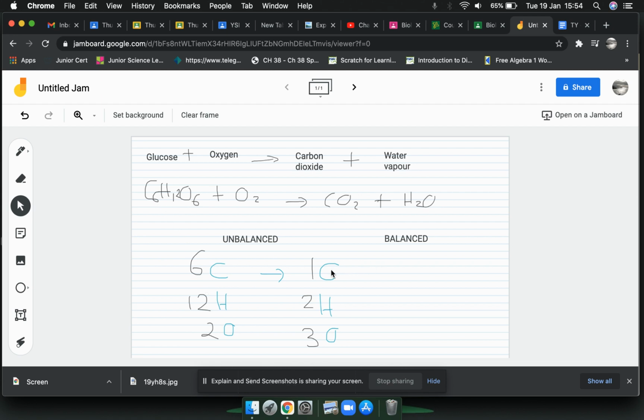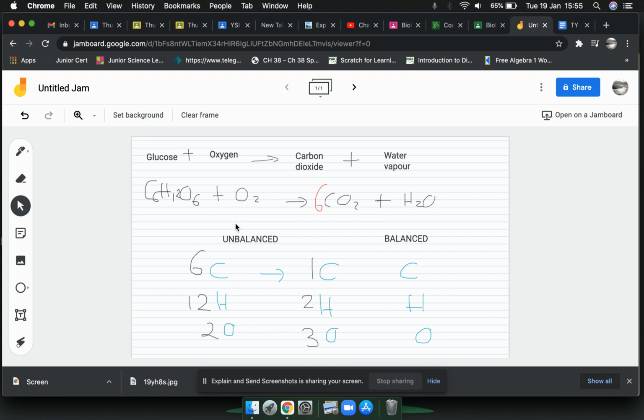So what I'm going to do here is try and balance out the carbons. I'm going to put a 6 here in front of this carbon. That would tell me that I have to have 6 molecules of carbon dioxide, which means I would have 6 carbon atoms. So now if I rewrite this, I'm again going to want to have carbon, hydrogen, and oxygen, and again over on the right there we have carbon, hydrogen, and oxygen.